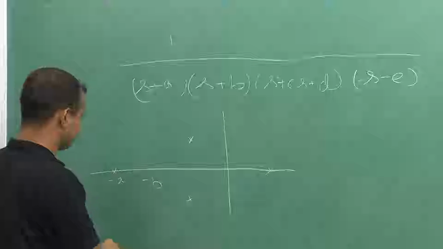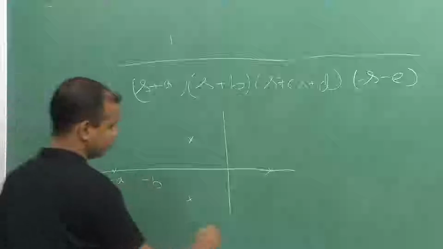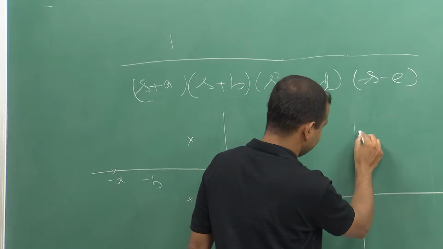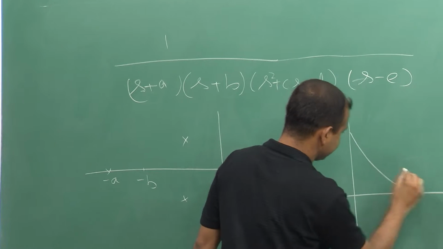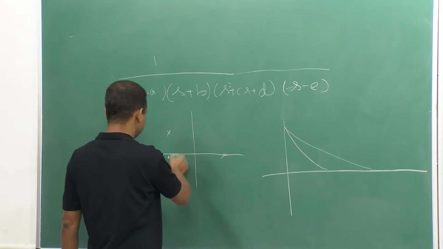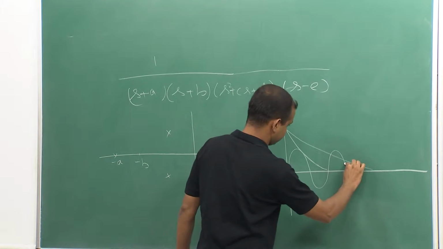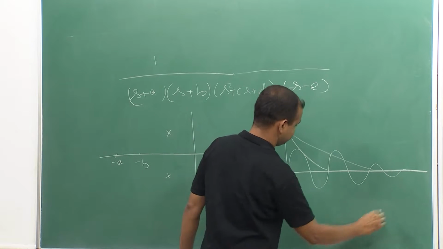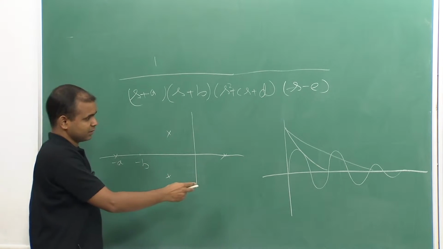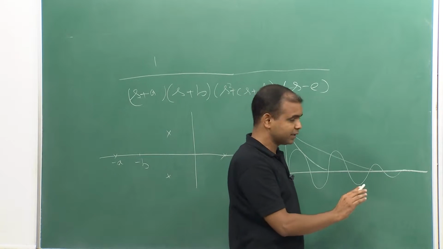If I see the response for these poles, s equal to minus a and s equal to minus b, I will get a decaying exponential for each. For this complex conjugate pair I will get a decaying sinusoid. You see, for the poles which are in the left side, the responses due to them are decaying with time, and as t tends to infinity they will die out.